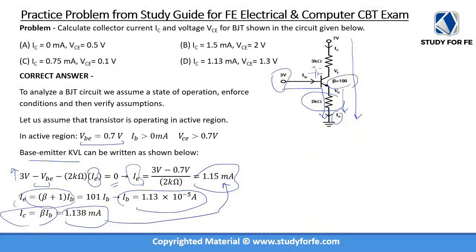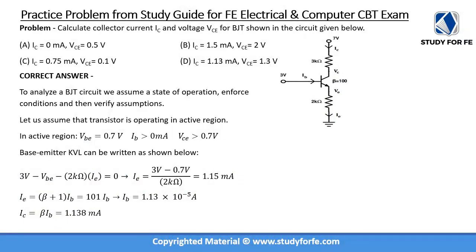Now, in a quick review, and you can pause this lecture at any time if you want to look at these steps in more detail, essentially what we've figured out by now is our IE, our IB, and our IC. With this information, we are going to proceed to the next KVL equation, and then we will start finding the voltages.